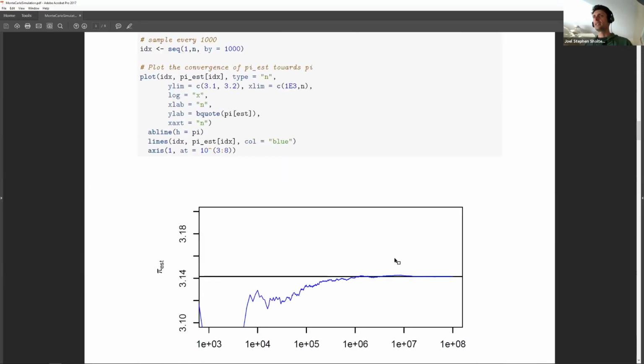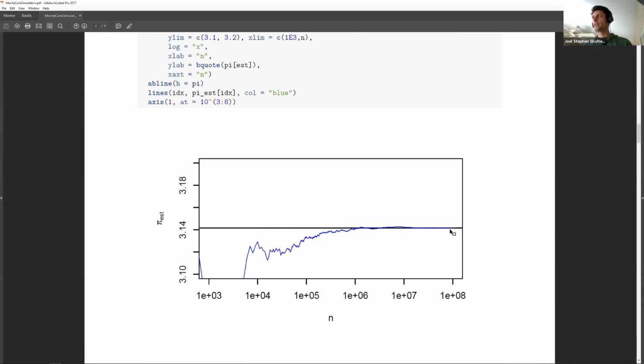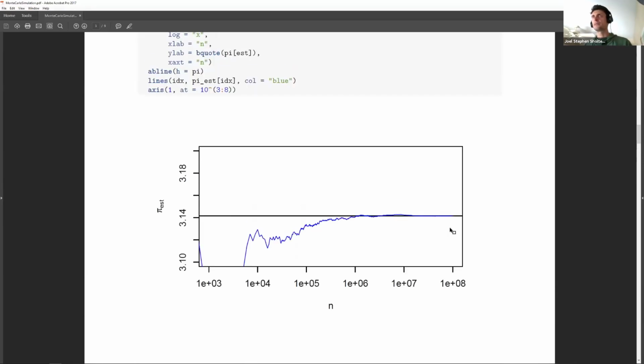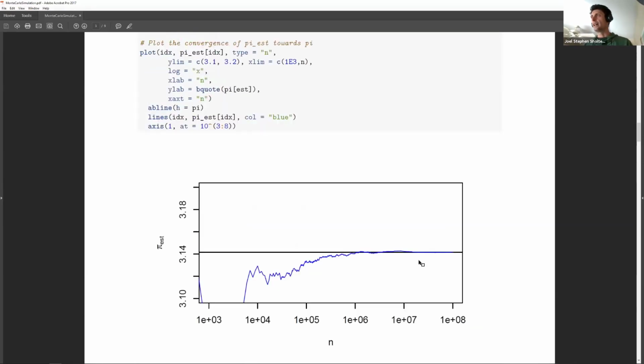Here's what it looks like if we're going to go all the way to 100 million. And I didn't actually include that value. I should include that value. So if we go out to 100 million, here's pi at 3.14125 or whatever it is.